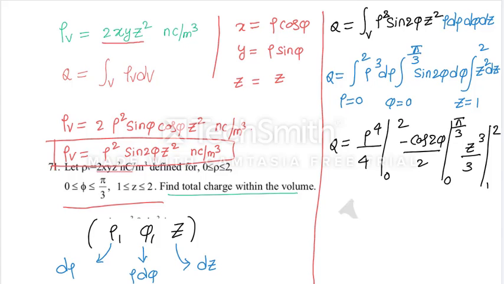So substitute the limits and simplify. Since rho v was given in nano, the final answer will also be in nano. So this is 1 by 4 into 2 power 4, that is 4 into 4, 16. Yes, this into 1 by 2 into 1 by 2 into what now here?